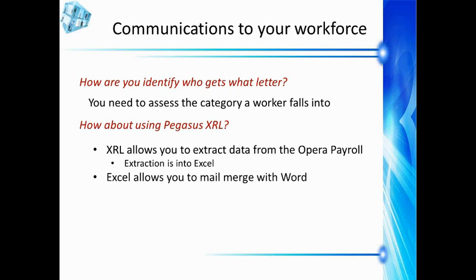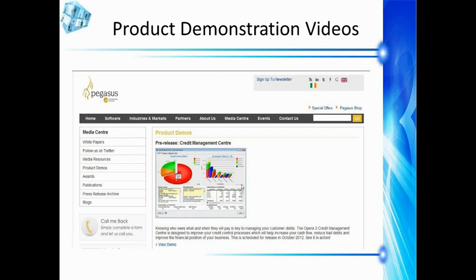And remember, you can download those letters from Nest, or you can download each of those letters that we saw earlier from the Pensions Regulator. And what you could do is mail merge the information from your Excel spreadsheet, extracted using XRL, into Word, and therefore you could generate those letters and send them to those workers. So Opera allows you to go through and do that communication.